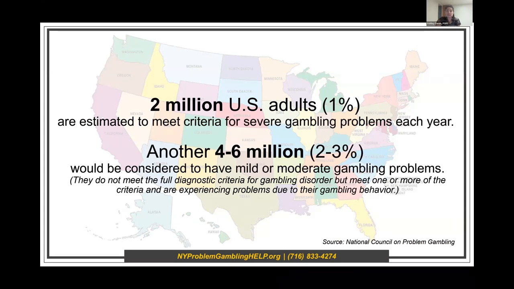And when it comes to gambling problems, about 2 million adults, roughly 1% of the population, are estimated to meet the criteria for severe gambling problems, right? Including gambling disorder. Another roughly 4 to 6 million are considered to have mild or moderate gambling problems. So that's a little bit of an idea of what it looks like in the scope of our US population.